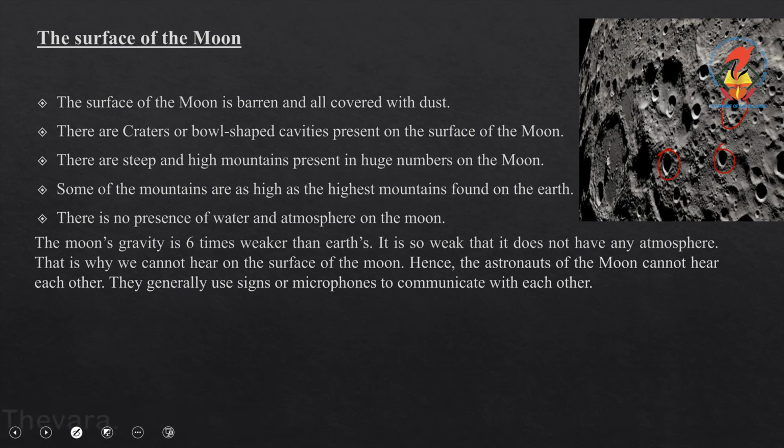There is no presence of water and atmosphere on the moon. The moon's gravity is 6 times weaker than the earth's. So, it is so weak that it does not have any atmosphere. That is why we can't hear on the surface of the moon. Hence, the astronauts on the moon cannot hear each other. They usually use signs or microphones to communicate with each other.